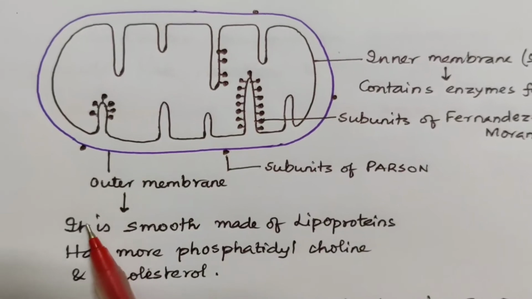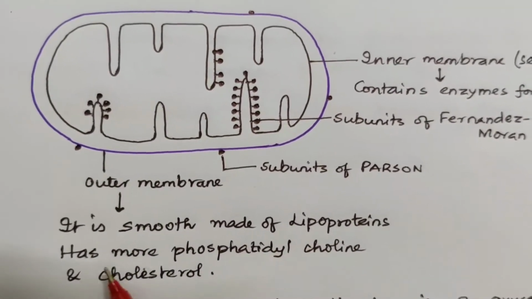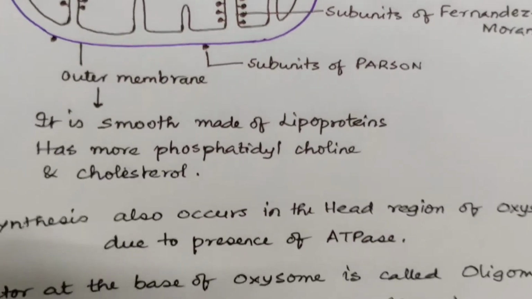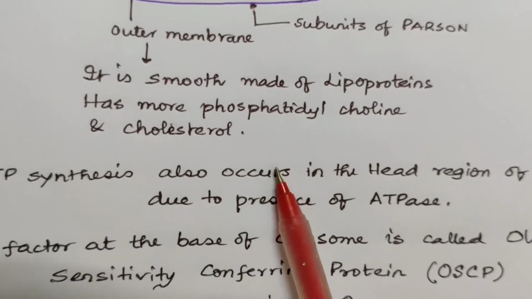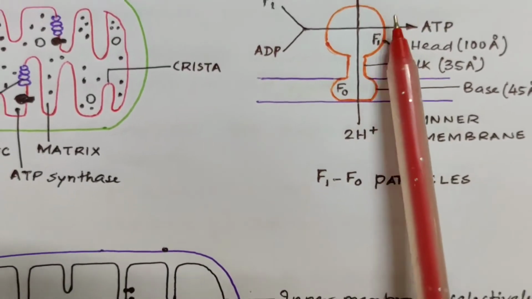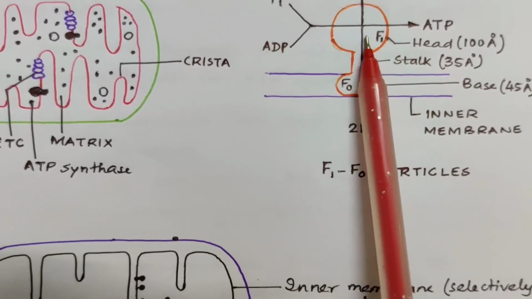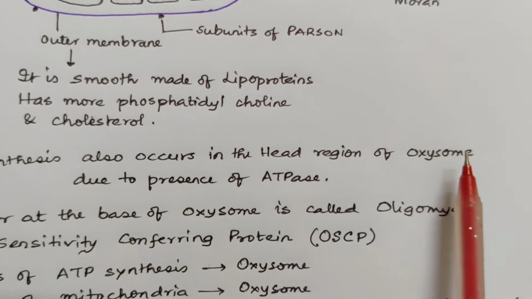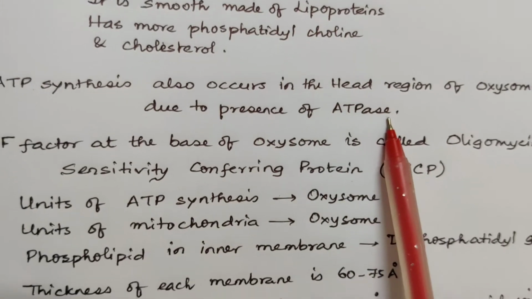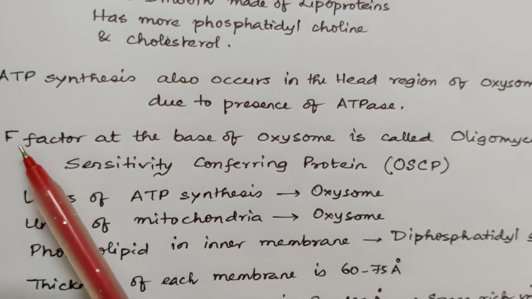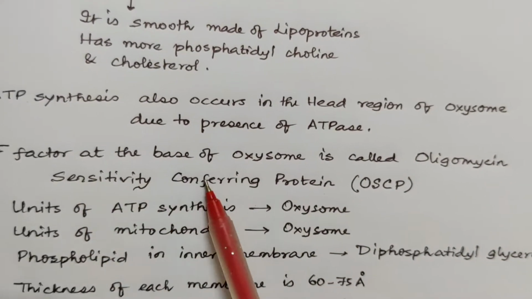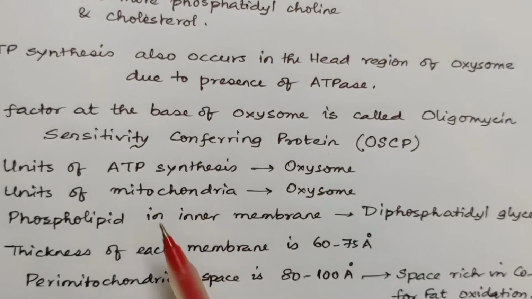The outer membrane is usually smooth, made up of lipoproteins. It has more phosphatidylcholine and cholesterol. Now ATP synthesis also occurs in the head region of the oxysome due to the presence of ATPase. Here is the oxysome, and this is the head region, the rounded structure. The head region contains ATPase because they synthesize ATP. Then there is the F factor at the base of the oxysome, which is called oligomycin sensitivity conferring protein, OSCP.